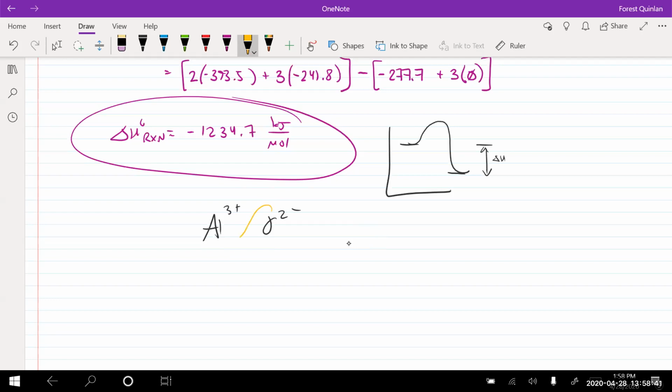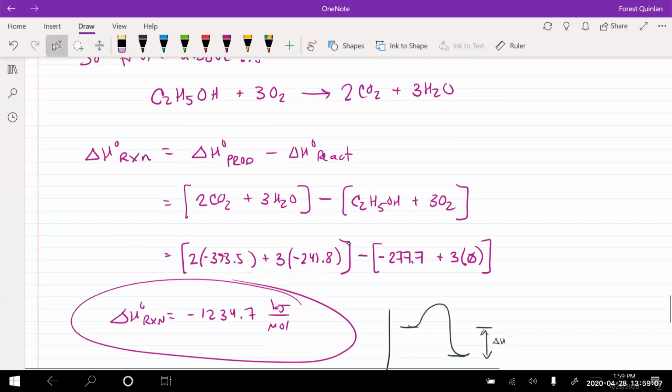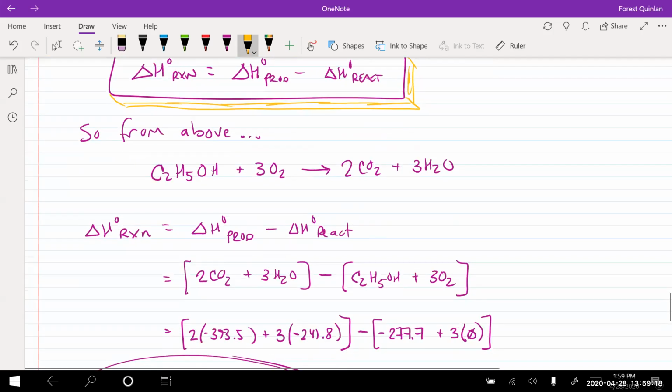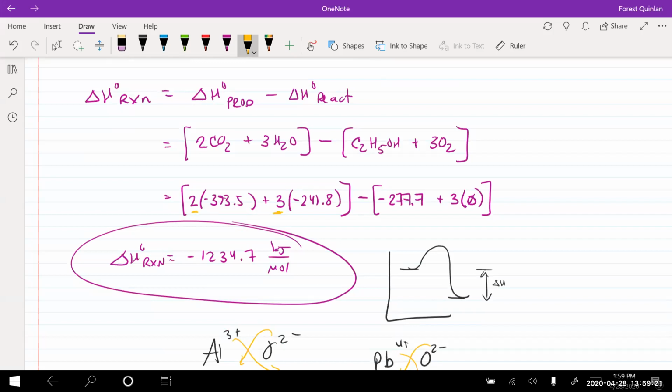Because if all you ever do is swap and drop, then if I gave you something like lead with a 4+ and oxygen with a 2-, and you just did the cutesy little swap and drop, you'd end up with Pb2O4, which is not the case. So I like showing you guys the reasonings behind what will end up being this guy right here. We love this guy. We're going to be using that a lot. And of course, you are going to remember that you have to use your stoichiometry.